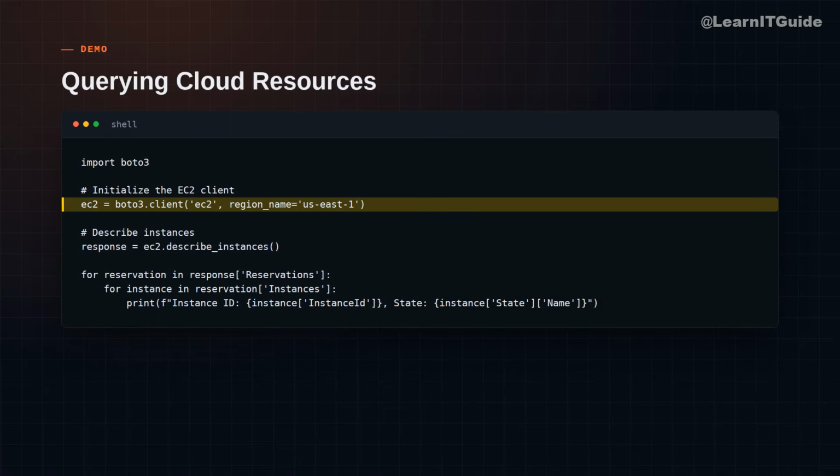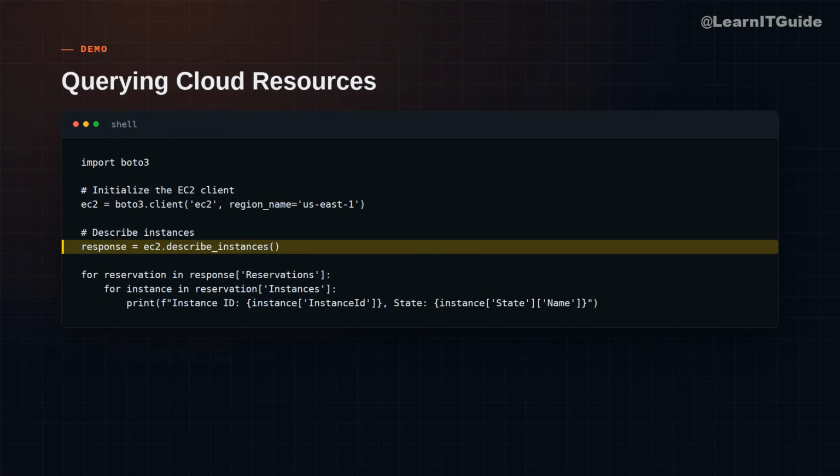This is a basic example of using the AWS SDK. We import boto3 and initialize the client on line 4. On line 7, we call describe instances. Then we iterate through the response to print the status.